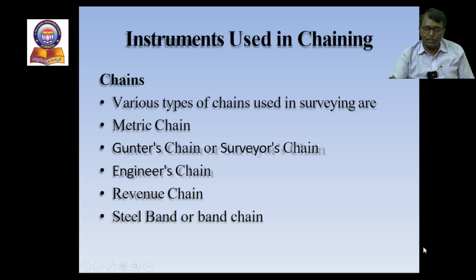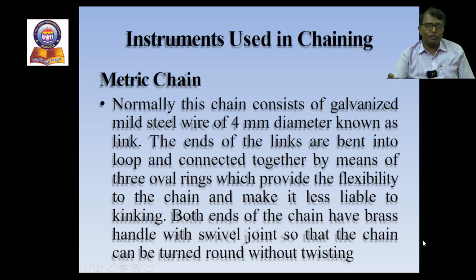I will discuss in detail the metric chain. The metric chain is generally used. Normally, this chain consists of galvanized mild steel wire of 4 mm diameter, known as a link. The ends of the links are bent into loops and connected together by means of 3 oval rings, which provide flexibility to the chain and make it less liable to kinking. Both ends of the chain have a brass handle with a swivel joint so that the chain can be turned round without twisting.